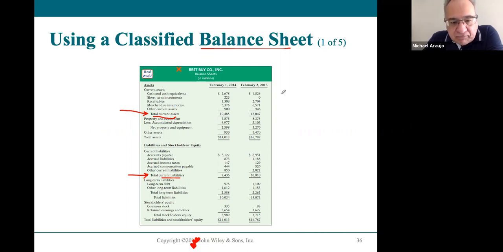Okay. All right. So for liquidity, we're looking at current assets, and we're going to be focusing on 2014 numbers. These are in millions as well. So they have $10,485 million of current assets. Here's their current liabilities, $7,436 million in current liabilities. So really we're comparing these two numbers for liquidity purposes.